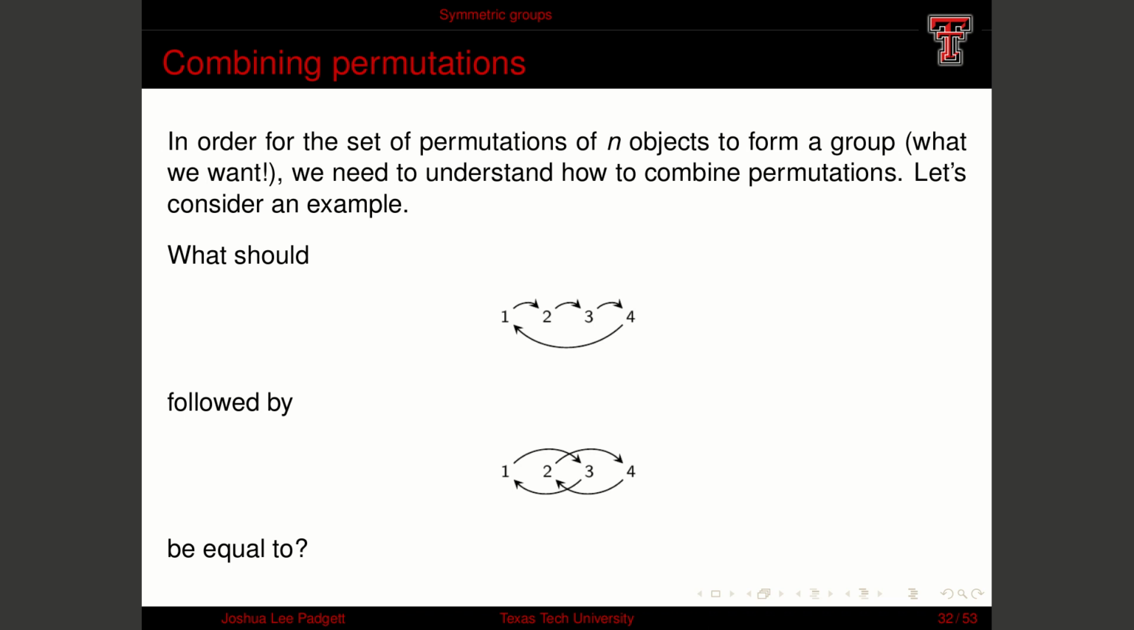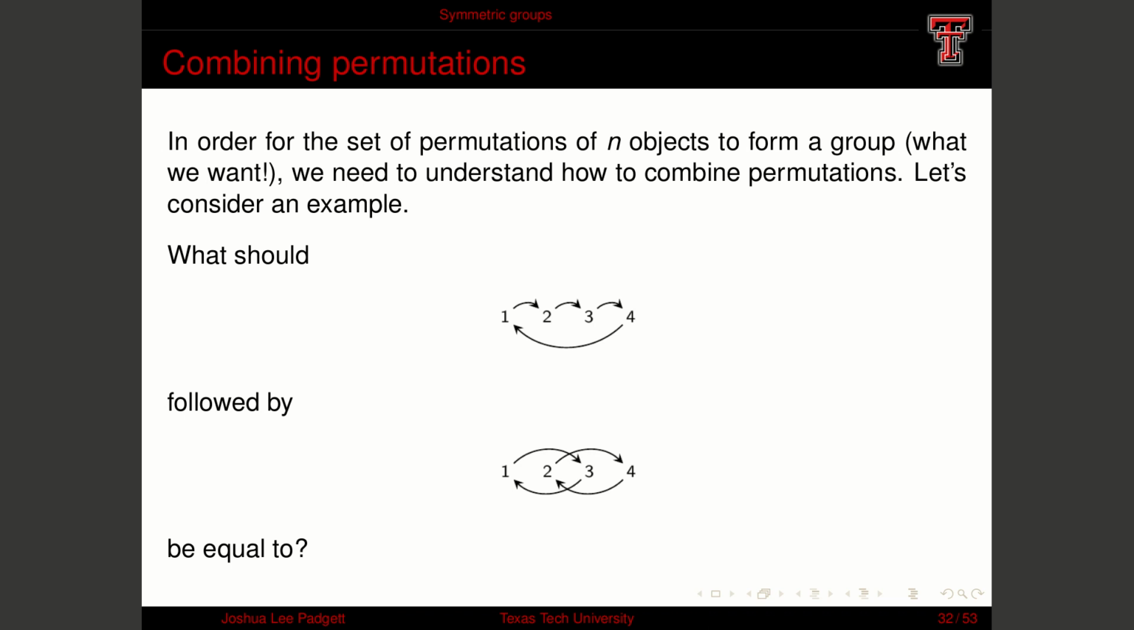So the idea is if you fix the number of integers you have, you want to look at all the permutations or all the bijections. And what I want that to be is a group. So then what I need to do is understand how to perform a binary operation, which means I need to understand how to combine permutations. So as an example, what should this permutation followed by this permutation be equal to?